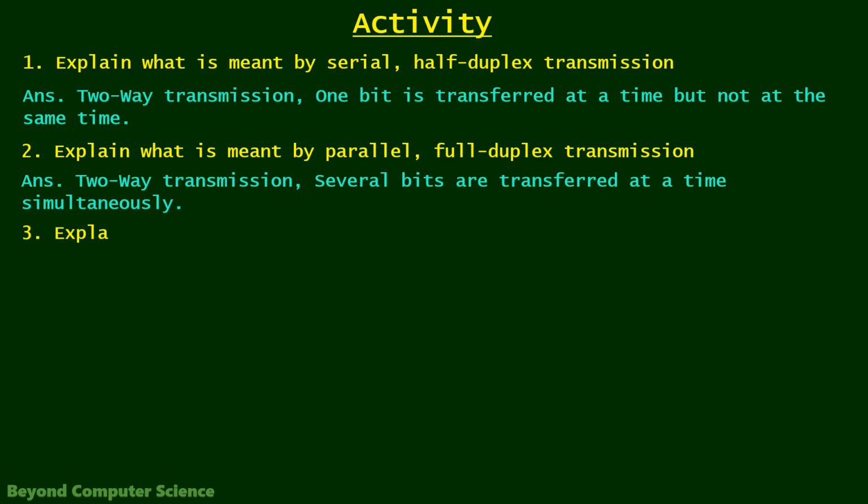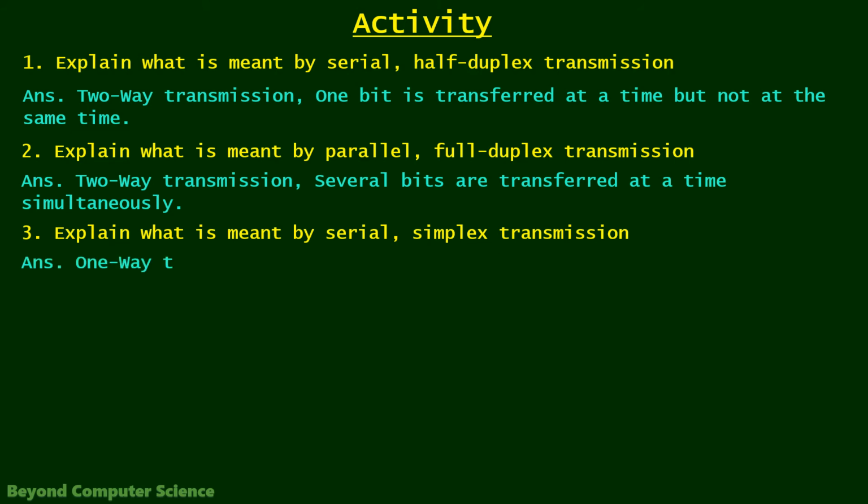Okay. The next question is, explain what is meant by serial simplex transmission. Serial is one bit at a time and simplex is one-way transmission. So the answer looks like one-way transmission, one bit is transferred at a time. One bit at a time explains the serial part, and one-way transmission means the sender is only a sender and will never receive, and the receiver is only a receiver, it will never send. One-way transmission only.